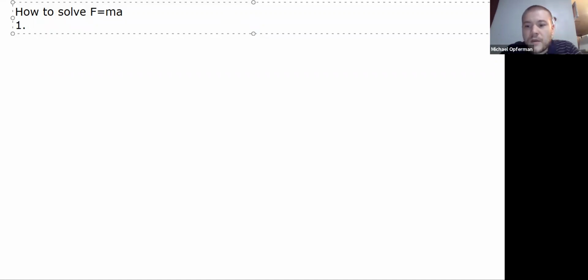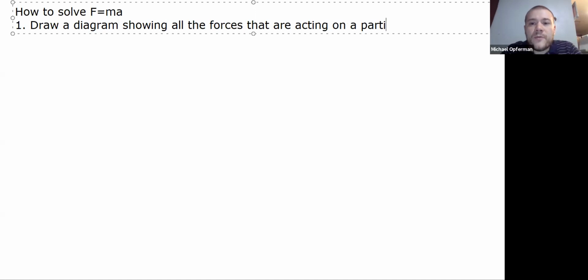Step one, draw a diagram. And in particular, we want a diagram that shows all the forces that are acting on a particular object. Because remember, in F equals ma, F represents the sum of all the forces acting on a particular object. So the first thing you need to do is list off what are all the forces acting on this object, which direction do they point in, and sort of wrap your head around what that looks like.